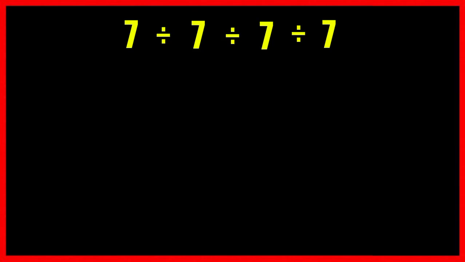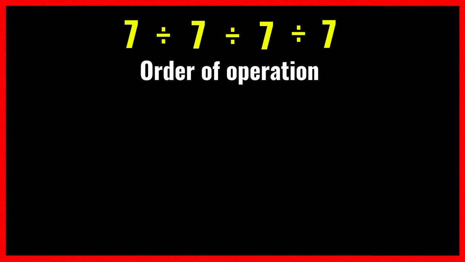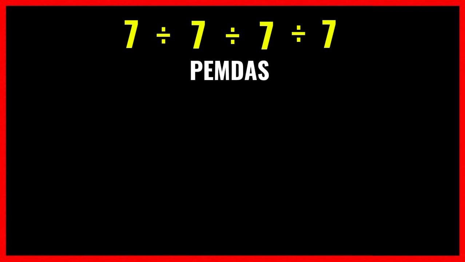7 divided by 7 gives us 1. And again, we have 7 divided by 7. So you might be tempted to say 1 divided by 1 equals 1. But that answer is not correct. Here's why. According to the order of operations, also called PEMDAS, you must solve mathematical expressions in correct order.